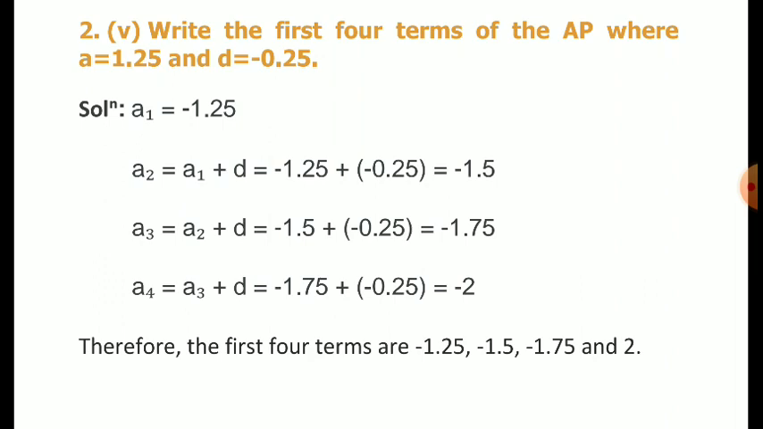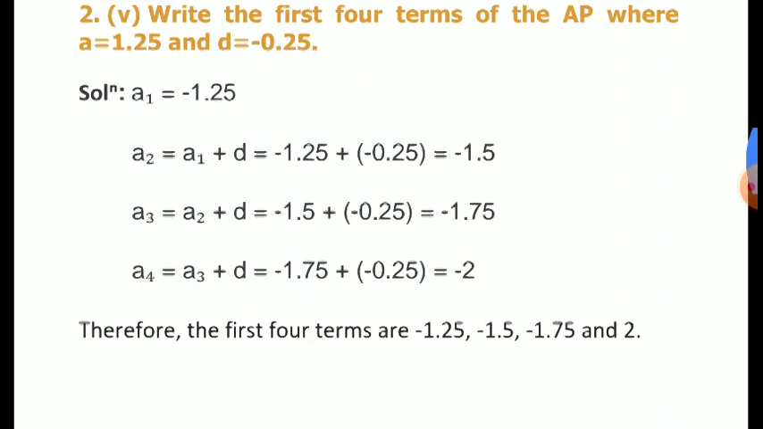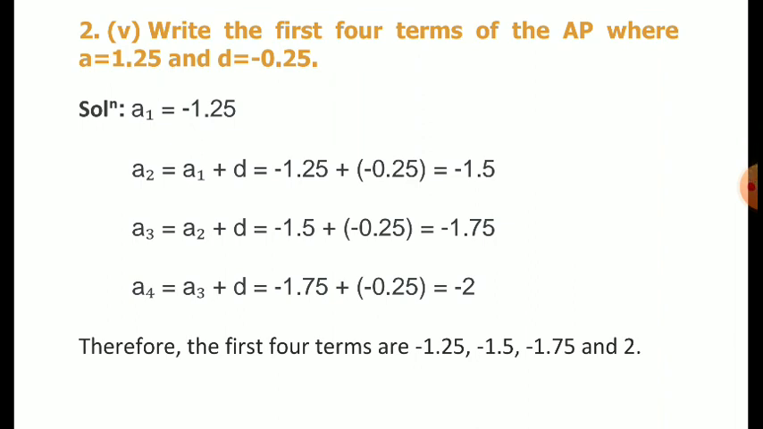So here the second term a2 can be found as a1 plus d. In the last video also I discussed how to find the next term. If you add the common difference to the preceding term, then you get the next term. So a2 is equal to a1 plus d. If you put the values of a1 and d, minus 1.25 plus minus 0.25, and simplify, it will come to minus 1.5. In this way, we can find the second term a2.